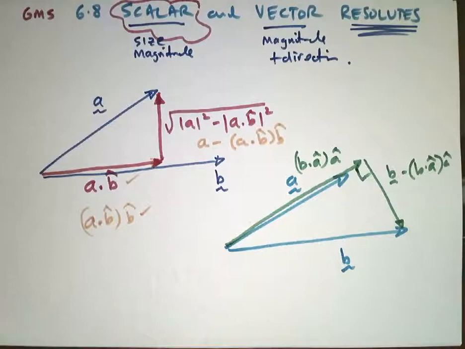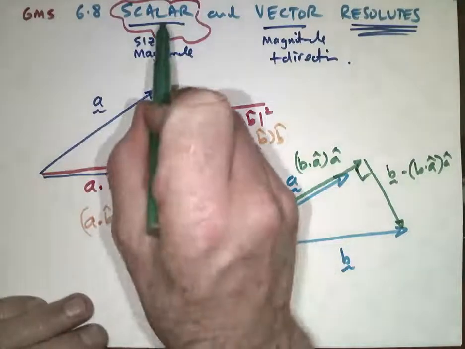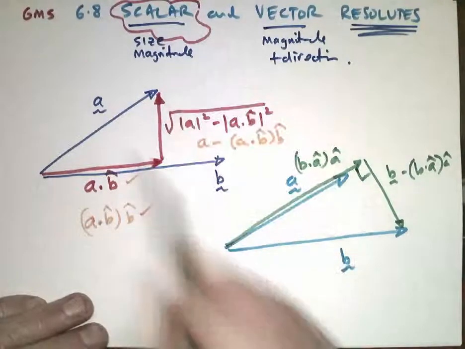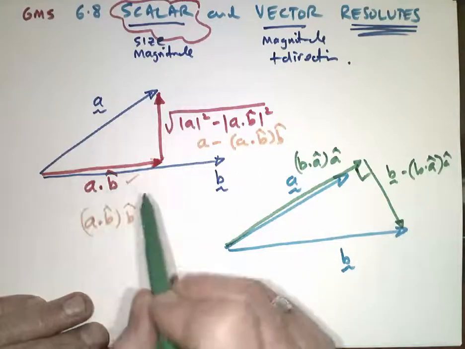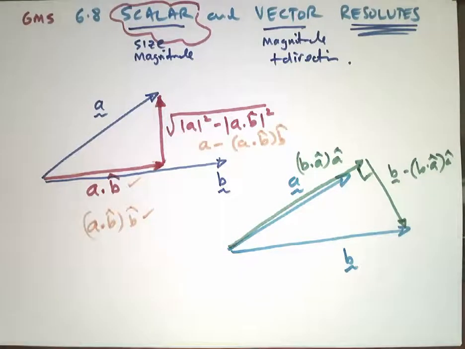So what we're trying to do is we're trying to break vectors as parts of vectors that are in the direction of or parallel to and away from.